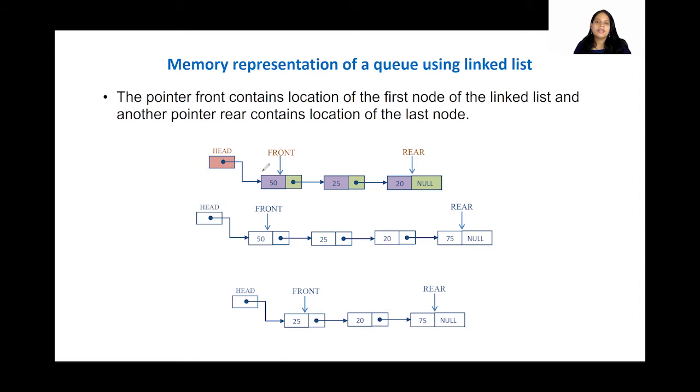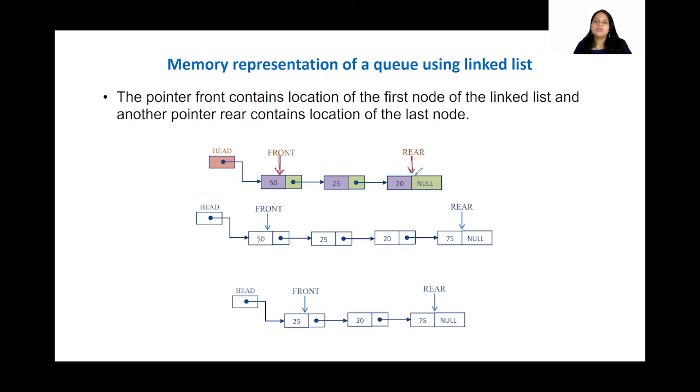We have a head, then every linked list will have nodes and each node consists of a data item and the address of the next node, isn't it? So this we had learned in the previous session. So the pointer front contains the location of the first node. So front is going to be represented by the first node and the rear contains the location of the last node.